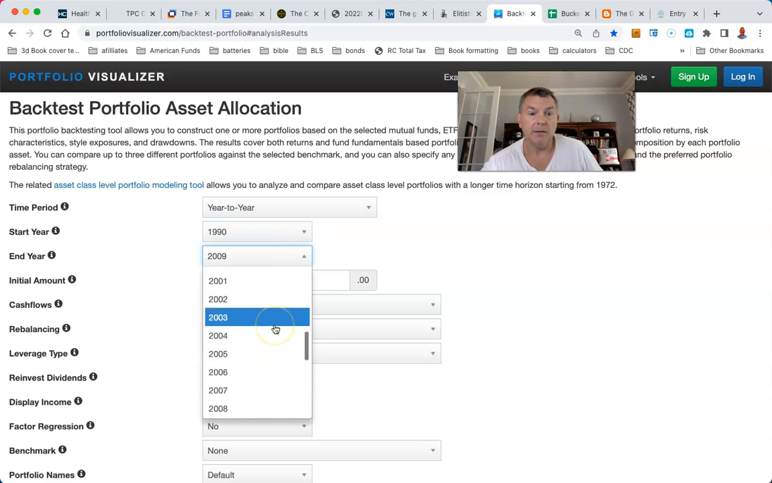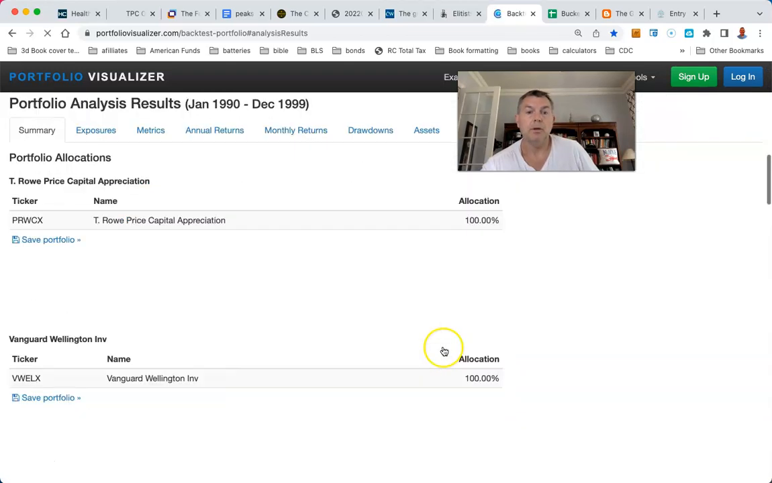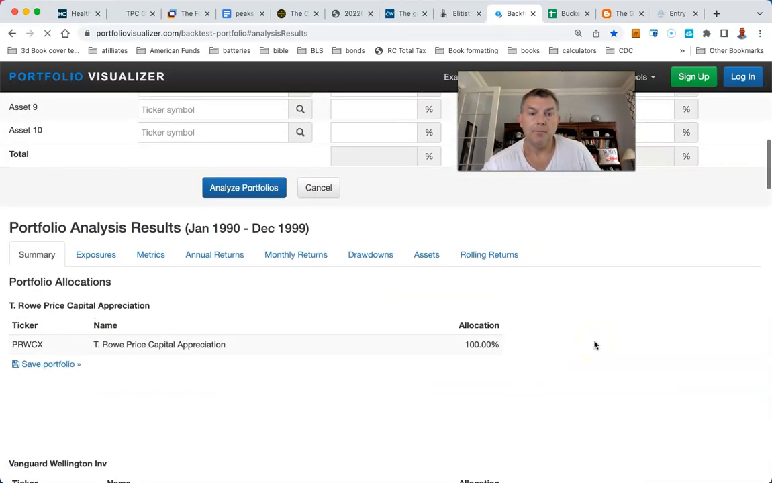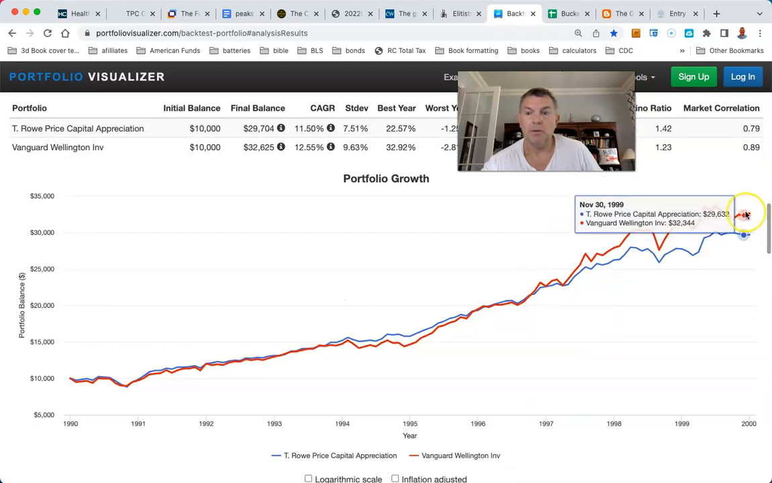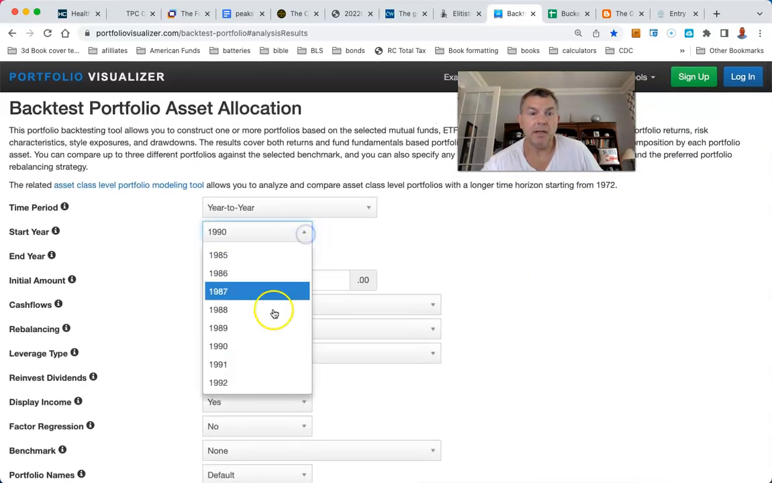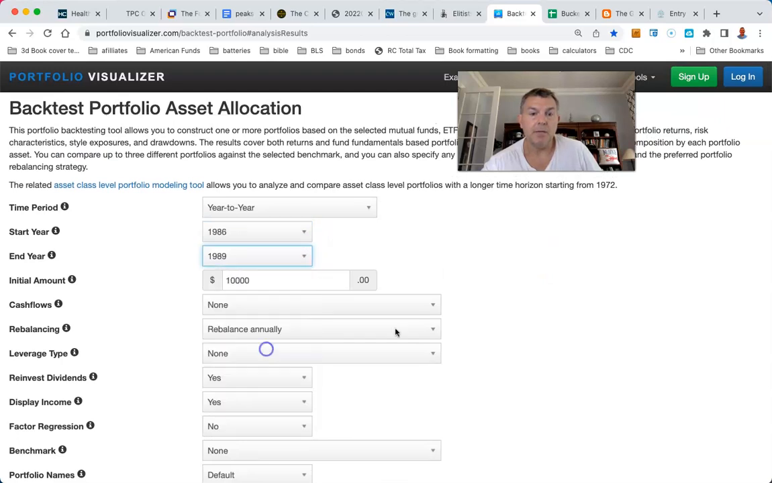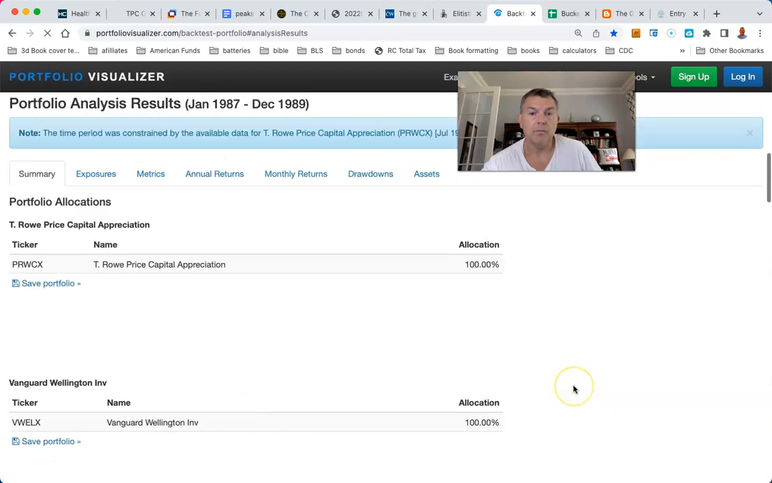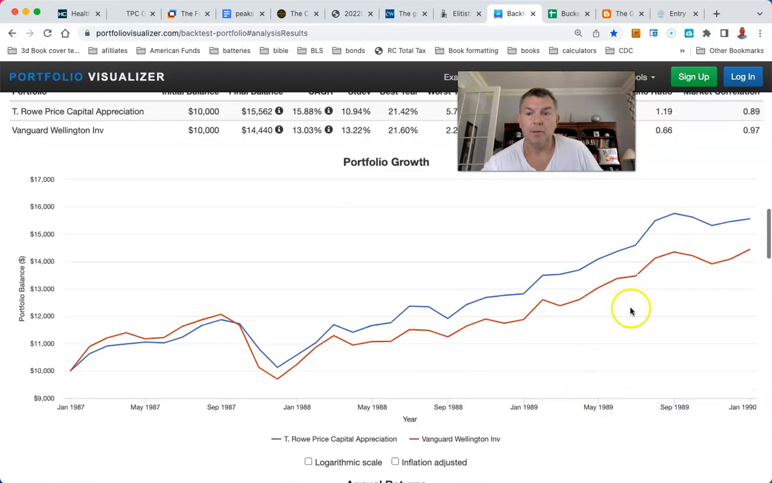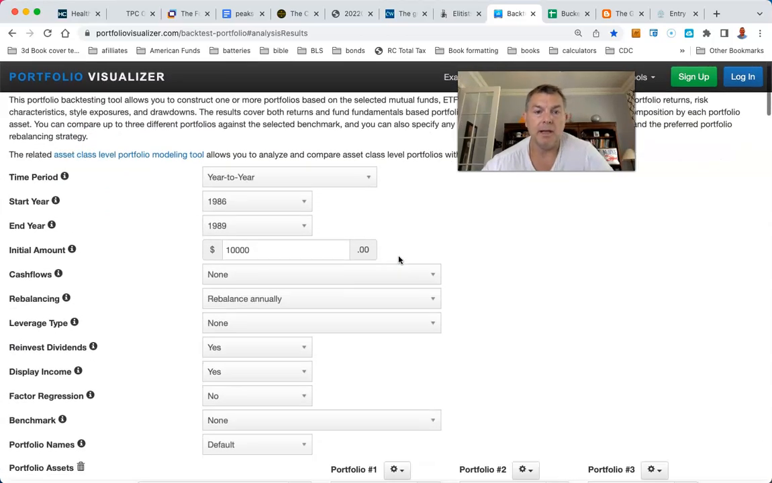1990 to 1999. Let's see how that shook out. So the up years, we'll see how that shook out. Now, Wellington did a little bit better. Not much, but a little bit. That's interesting. All right, let's just go to 1986 to 1989. Of the 80s, 90s, aughts, and teens, of three of the four decades, anyway, again, we got half a decade in the 80s, T. Rowe Price outperformed.